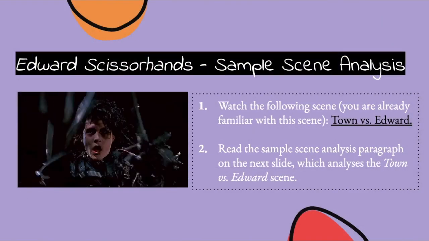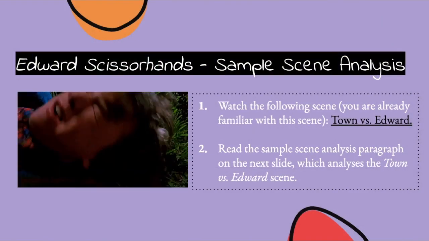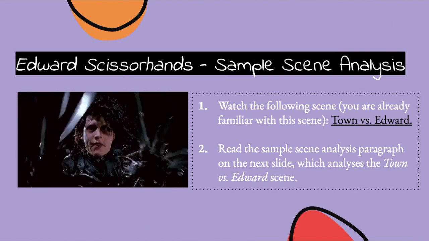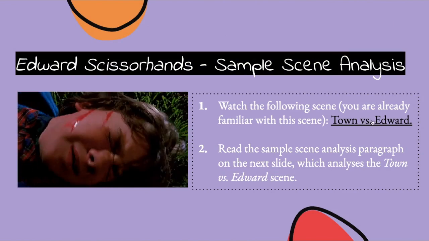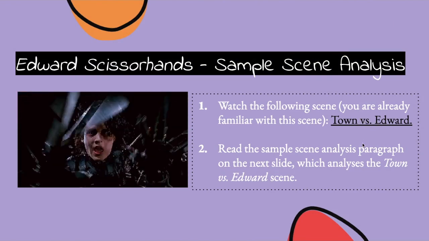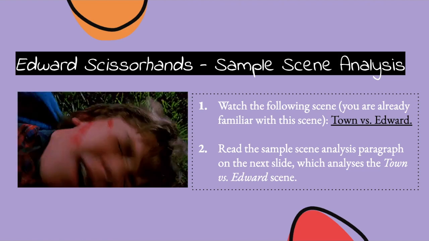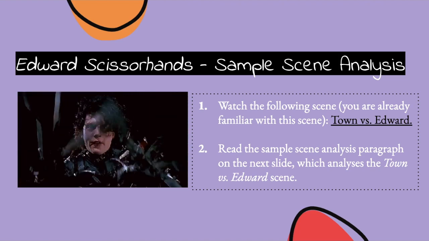Okie dokie, year 7. By now you should have drawn up the scene analysis planning table in your English workbooks. What I'm going to do now is click on this link and play you a video, and we're calling this video the Town versus Edward scene. You would have already watched this scene last week when we were analysing themes in Edward Scissorhands.